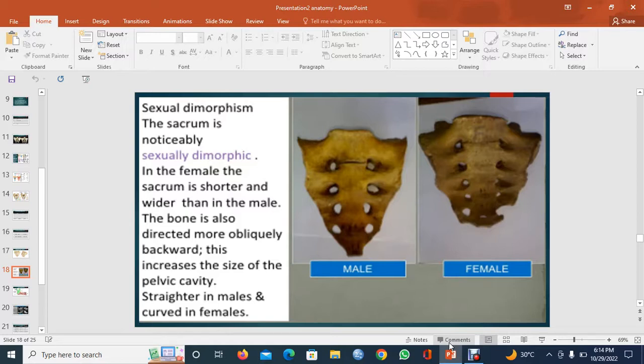Here you can see it is wider in female compared to male, and shorter as compared to male, and inverted or curved in case of female, whereas in case of males it is not so inverted or curved.